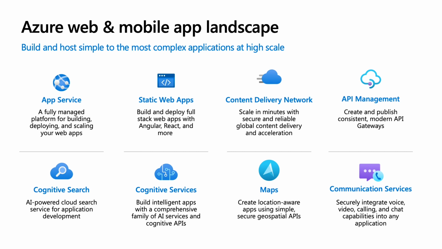Azure has a whole host of services to make building and running your applications easier. App Service is the fully managed platform for building and scaling your web applications. If you have full stack web apps built on Angular, React, and other platforms, you can use the static web app service as well. Many applications use CDN for global delivery of code and media, and you may want to use the API management service to build your application gateways. You can then enrich your services with our AI services for search, for language translation, and many other services.